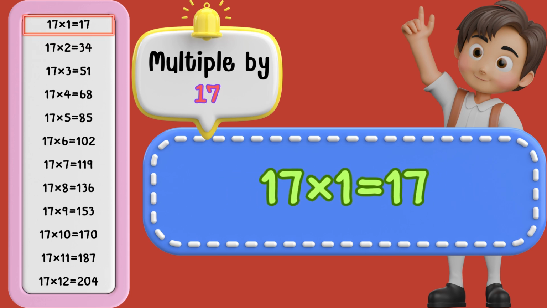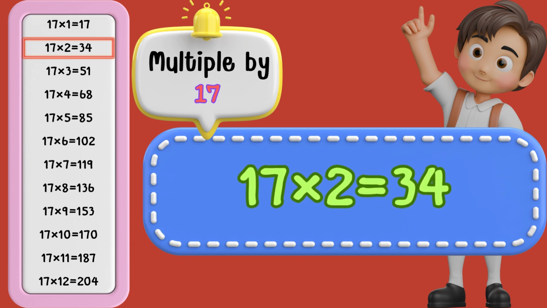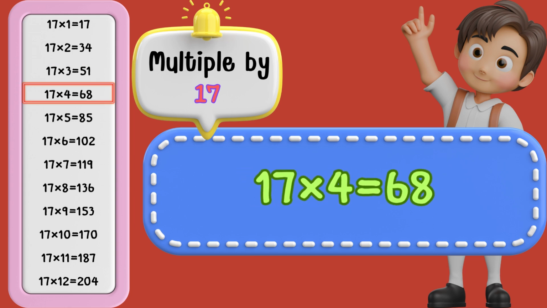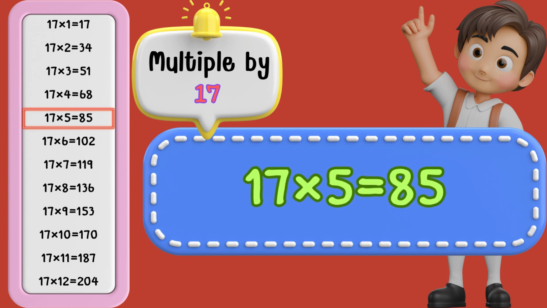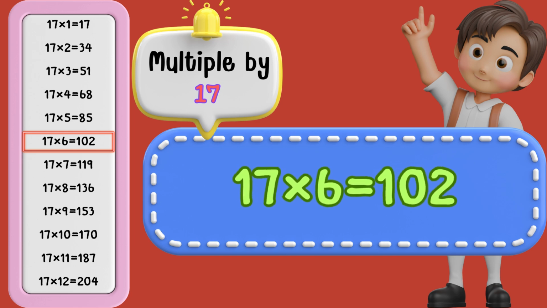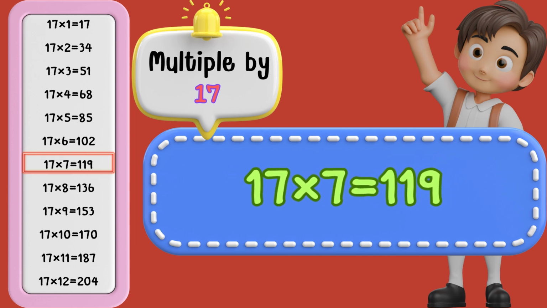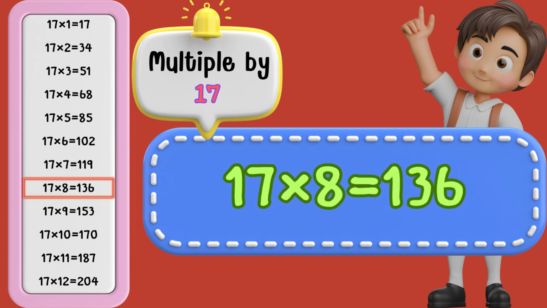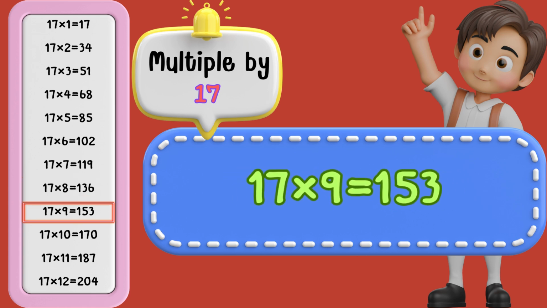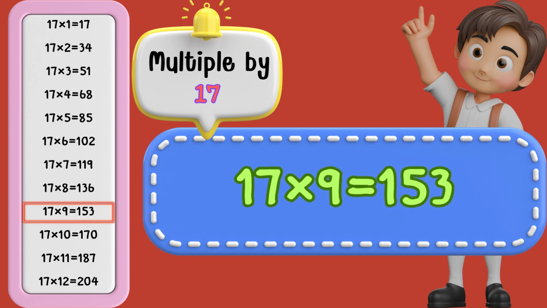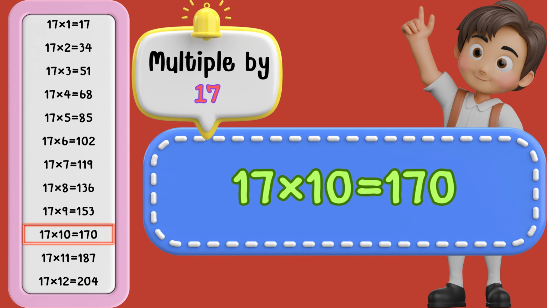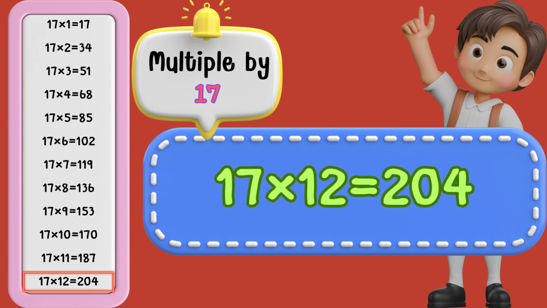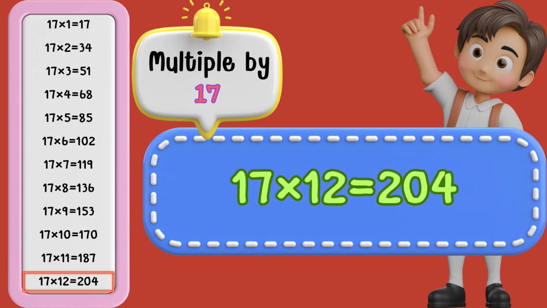17 times 1 is 17. 17 times 2 is 34. 17 times 3 is 51. 17 times 4 is 68. 17 times 5 is 85. 17 times 6 is 102. 17 times 7 is 119. 17 times 8 is 136. 17 times 9 is 153. 17 times 10 is 170. 17 times 11 is 187. 17 times 12 is 204.